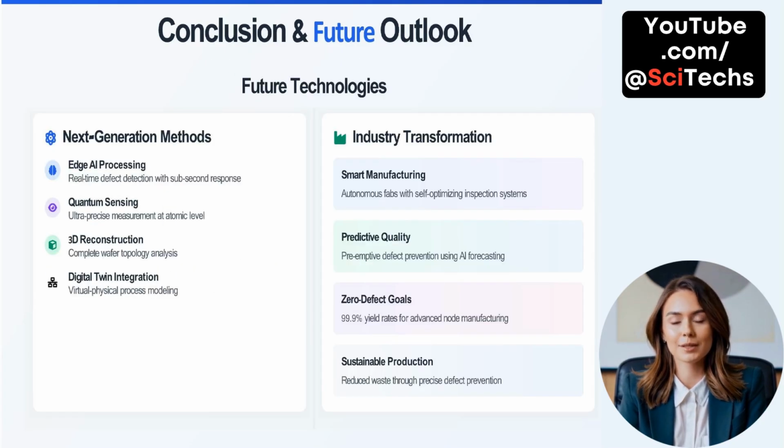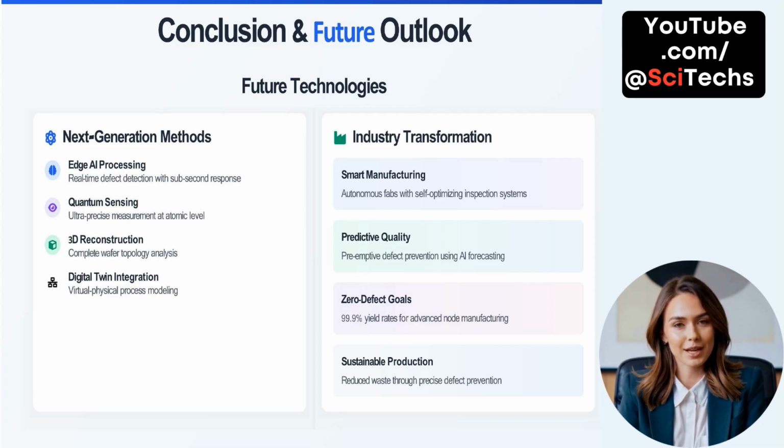Conclusion and future outlook, future technologies. Looking ahead, the semiconductor inspection landscape is being shaped by a suite of next-generation methods and transformative goals. Edge AI processing enables real-time defect detection with sub-second response times, which is crucial for maintaining throughput and reducing delays. Quantum sensing offers ultra-precise measurements at the atomic level, pushing the boundaries of what can be detected. 3D reconstruction is becoming vital for comprehensive wafer topology analysis, helping manufacturers visualize structural variations in detail.